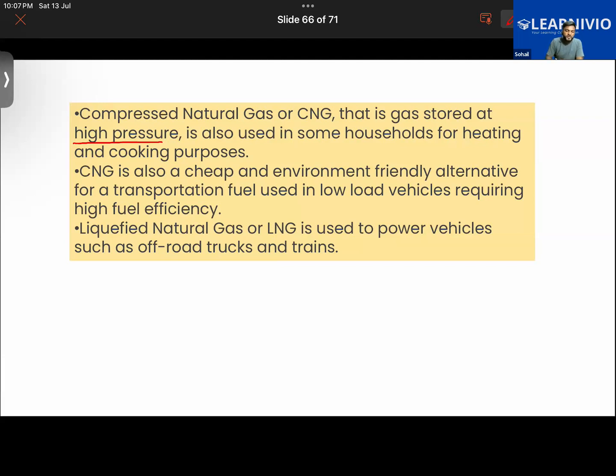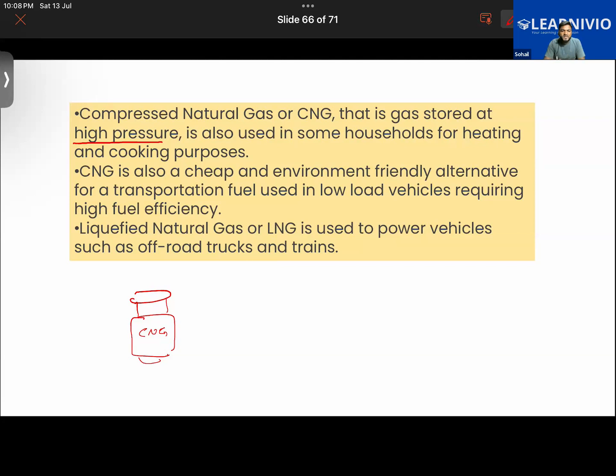Then it can be stored in cylinders, just like LPG is stored. So CNG can also be stored in the same manner in cylinders. Then it can be used either in vehicles or in households for heating and cooking purposes as well. An advantage of using natural gas is that usually it is not that expensive, although the price might vary from one place to another. Usually it is cheap and it is an environmentally friendly alternative to other fuels which we have. Getting it now?